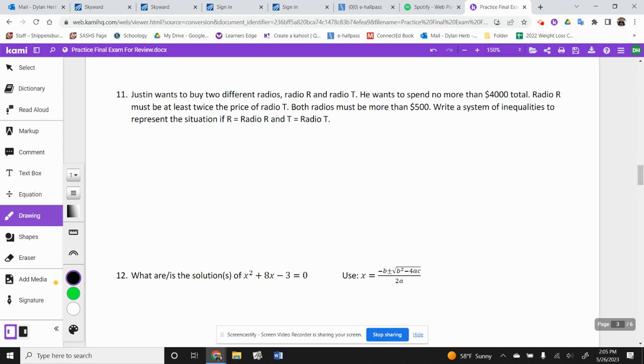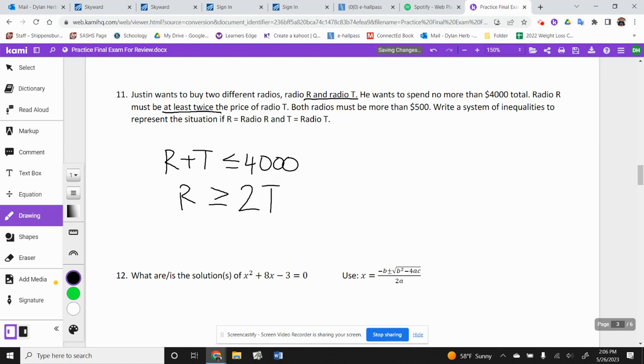11 is writing inequalities. Okay, so you have R and T for radio R, radio T. You want to spend no more than 4,000, so that's radio R plus radio T can be no more than 4,000. So that's a less than or equal to. Radio R must be at least twice. So at least means greater than or equal to. Twice means 2 times the price of T.